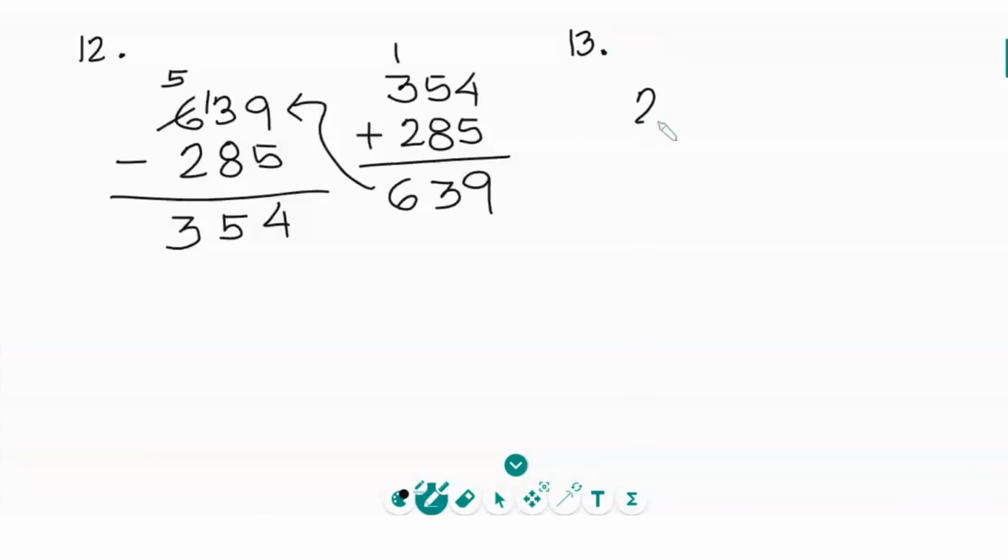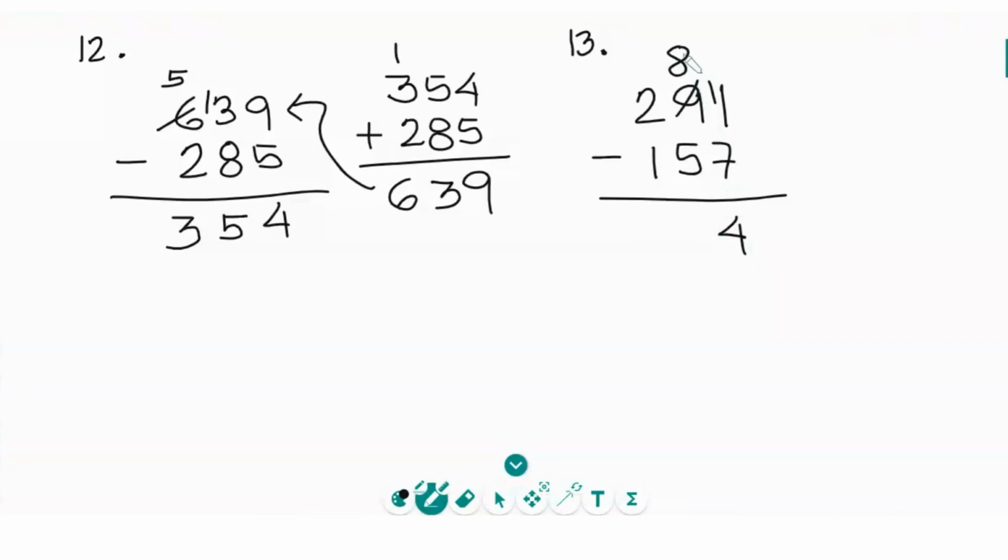Now let's move on to number 13. So here we have 291 minus 157. So 1 is smaller than 7, so 1 becomes 11, and 9 becomes 8. So 1 minus 7, or we can also think it this way, like what number are we going to add to 7 to give us 11? And that will be 4. So 11 minus 7 will give us 4.